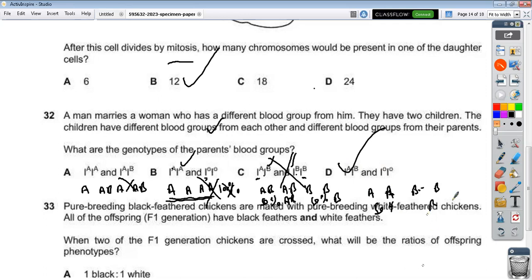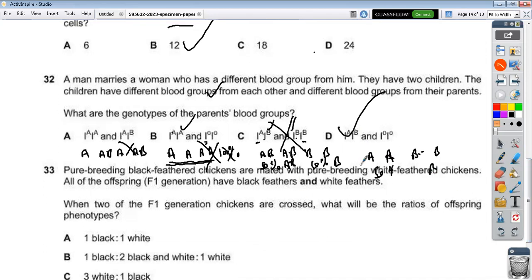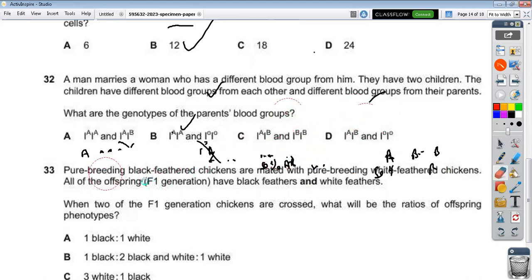What a question. Yes, you're supposed to do all this. Now, let's go to question 33.